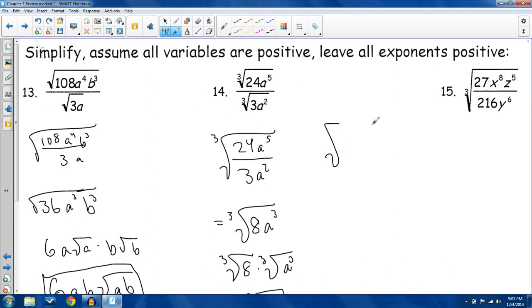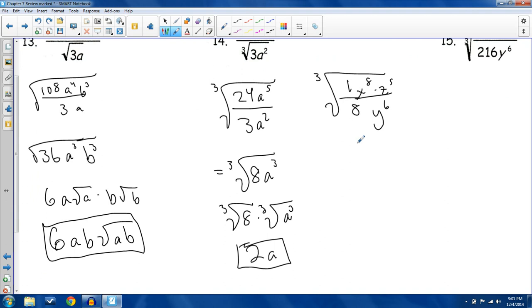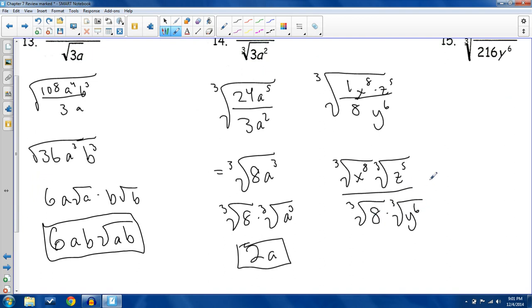So this is the cube root of 1 over 8 times x to the 8th z to the 5th over y to the 6th. I will split this up afterwards. This might be a good time where you separate this into cube roots on top and cube roots on bottom. So this becomes the cube root of x to the 8th times the cube root of z to the 5th over the cube root of 8 times the cube root of y to the 6th.